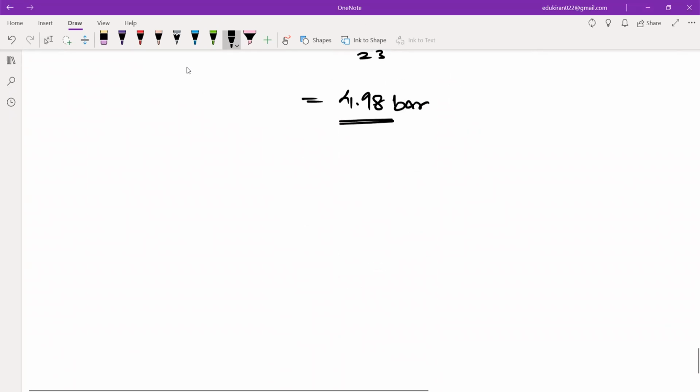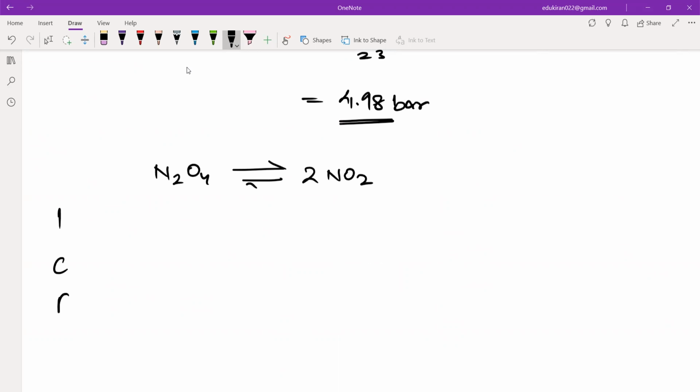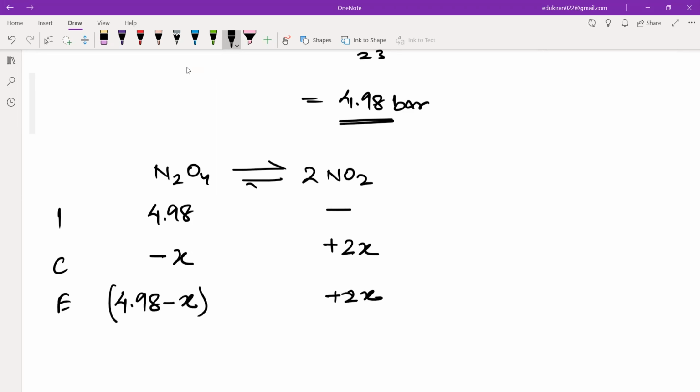Now I am going to write the reaction, that is N2O4 in equilibrium with 2 moles of NO2. We have initial, change, and equilibrium. At initial it is 4.98 and this is 0. The change will be minus x and this will be plus 2x. I hope no one has a problem with the change, that is most important. At equilibrium, we will have 4.98 minus x and this will be plus 2x. Any problem, guys? Yes or no?